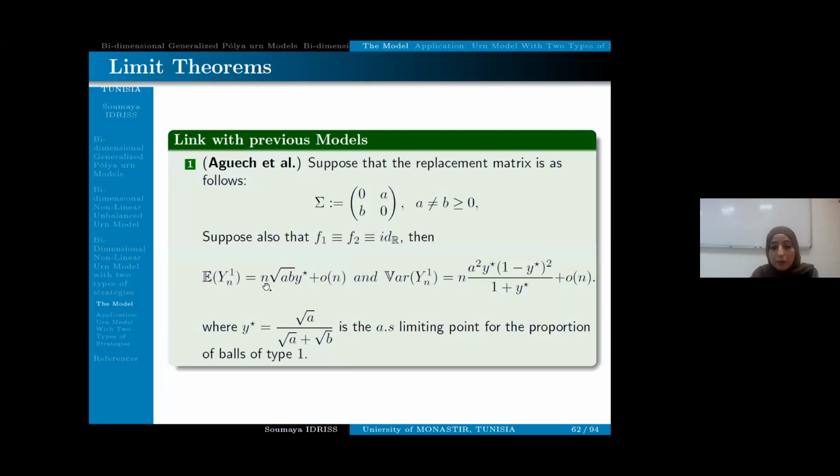We give here some examples to present a link with previous models. In the first model, we suppose that the replacement matrix is given by this anti-diagonal matrix, and we suppose that the functions are the identity. Then the mean of the first type of ball satisfies these estimates, the mean and the variance, where y star, given by this quantity, is the almost sure limiting point for the proportion of balls of type 1.